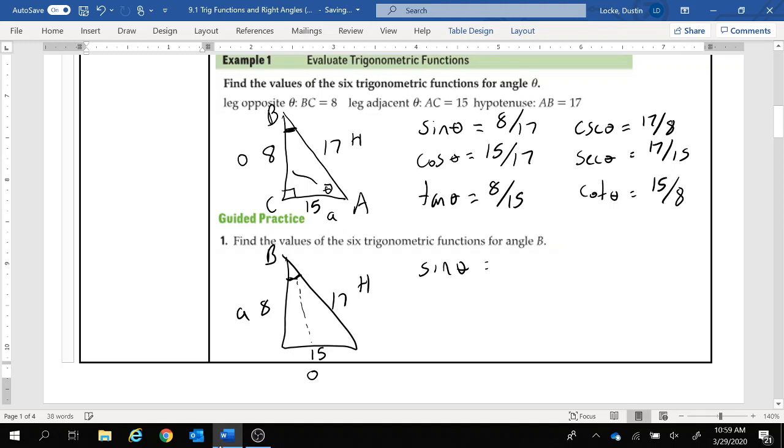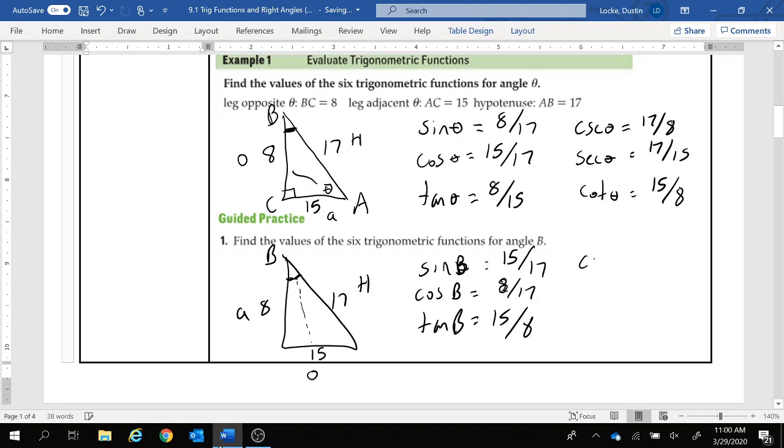So we have sine of theta, or sine of b. Let's go and put a b here just because that's what it asked for in the problem. So sine of b is going to be O over h, so 15 over 17. Cosine of b is going to be, the adjacent side now is 8, 8 over 17. And your tangent b is 15 over 8.